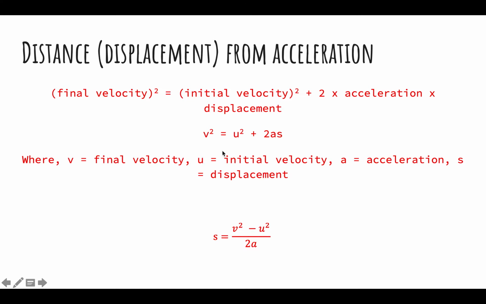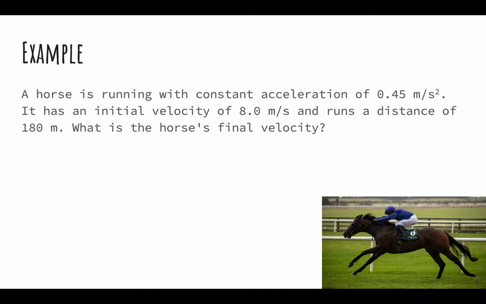Okay, so we can also rearrange this equation into this form here, whereby we can get our distance or our displacement from our acceleration and our final and initial velocities. Best way to get your head around this is if we go into an example. Okay, so imagine we have a horse and it's running with a constant acceleration of 0.45 meters per second squared. It has an initial or beginning velocity of 8 meters per second and runs a distance of 180 meters. What is the horse's final velocity?